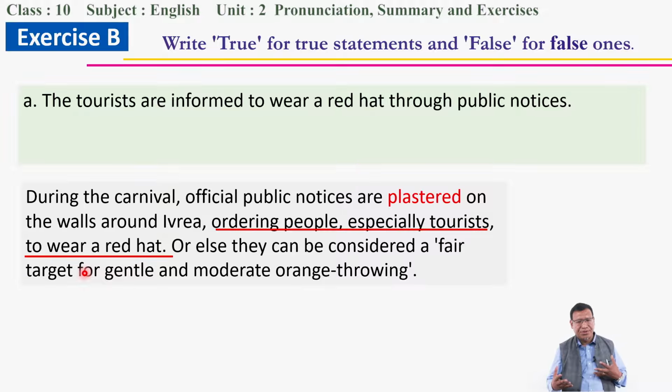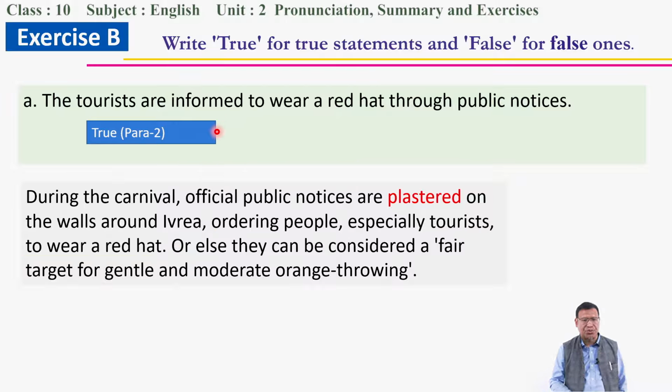So what you have to learn is, for every true and false and every question and answer, you should learn to locate the information in the paragraphs, in different paragraphs in the text. All right, we always call it evidence. So what is the evidence that you can say it is true or false? Now it talks about public notices, and it talks about ordering people to wear a red hat. So therefore the statement is true.